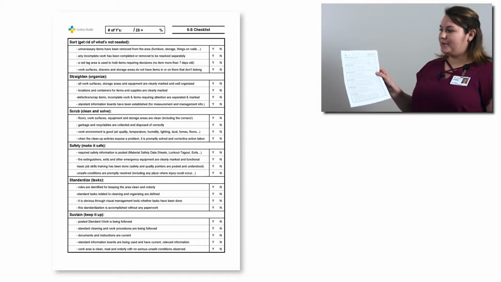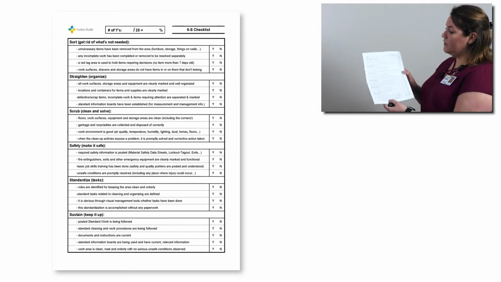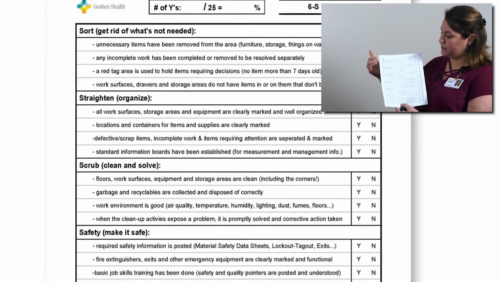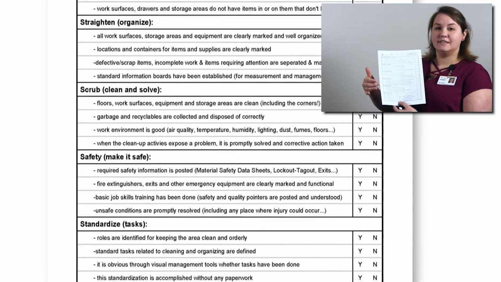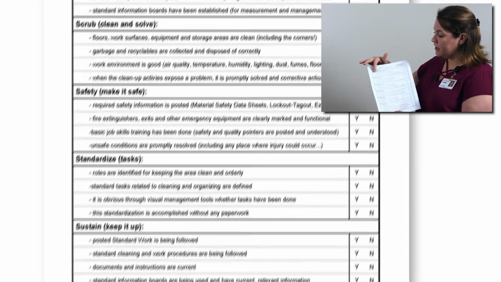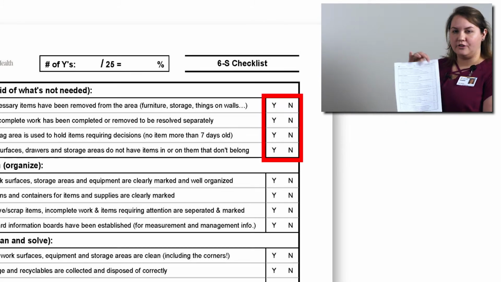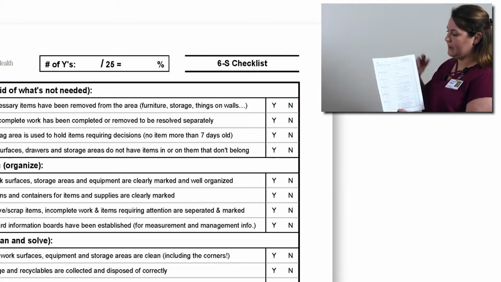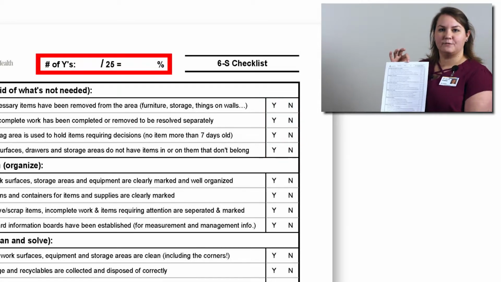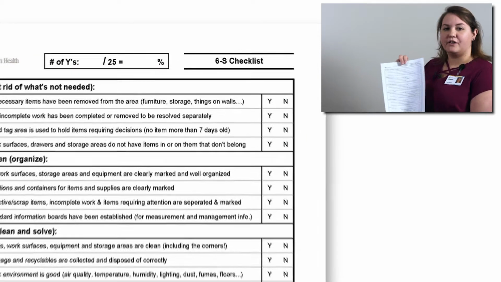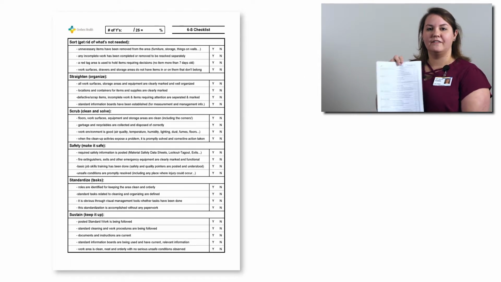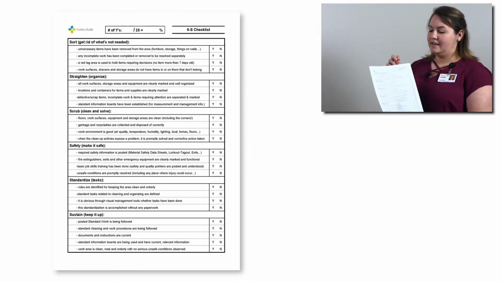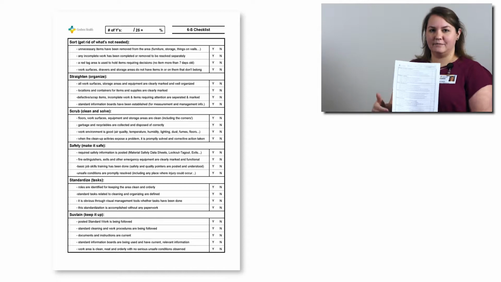So this is an example of the scoring sheet. It just goes through the 6 S's. So there's sort, straighten, scrub, safety, standardize, and sustain. You're going to go through and answer each question, yes or no, and then you'll add those up at the end and divide it by the 25, and that's where you'll get your percentage. You'll want to do that for your initials so you know where you've started, and then this can also be used for sustainment to make sure that you're keeping the items that you need.